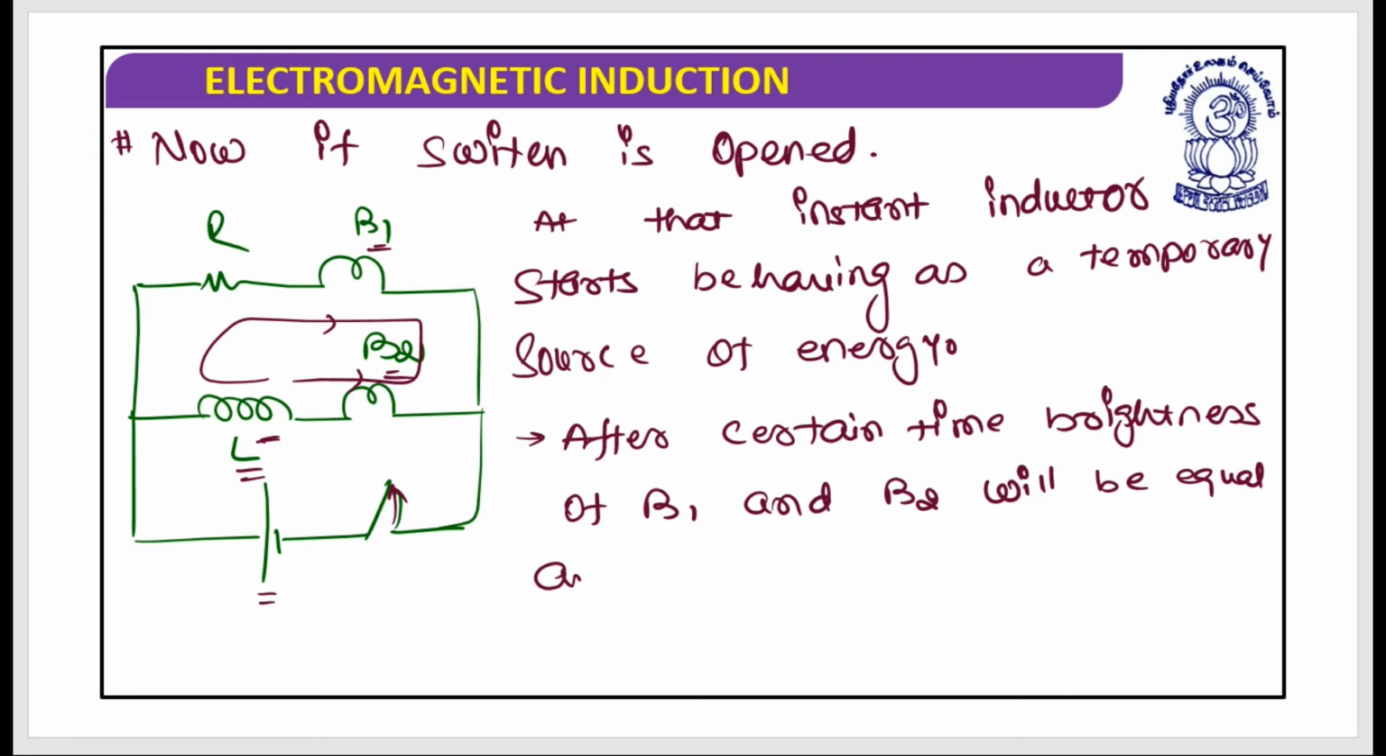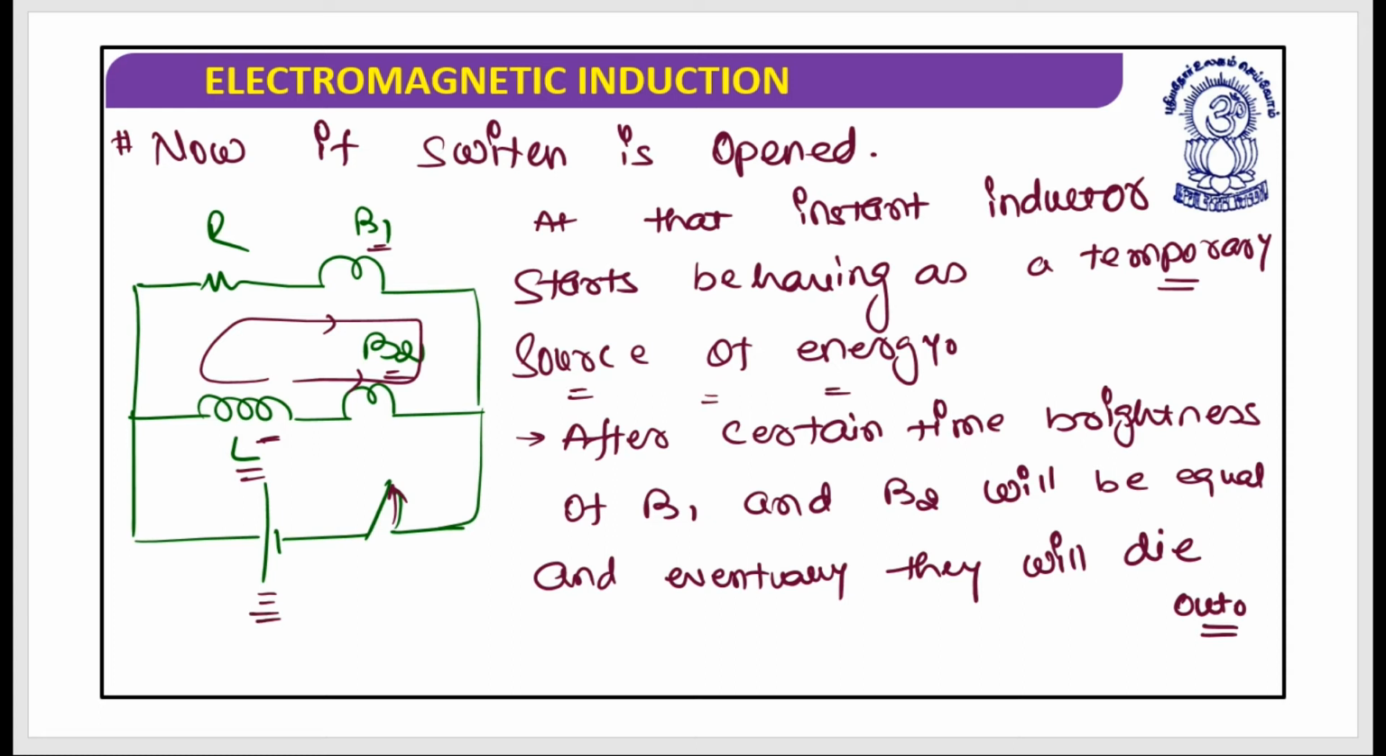And eventually they will die out, because basically it's an inductor. It is not a battery, it just tries to behave as a battery. So I hope you understand it. It can behave as a temporary source of energy, but it cannot provide the amount of power that any cell can give. But at that momentary instant, it definitely behaves as a source of energy, saying that I am there to provide you the supply. It is something like that. I hope this is clear.